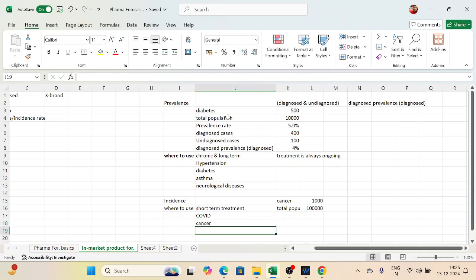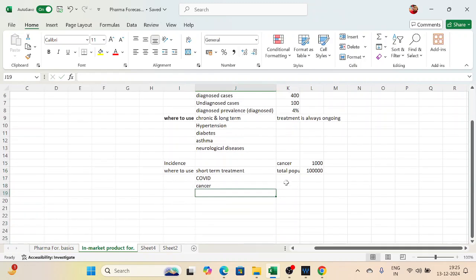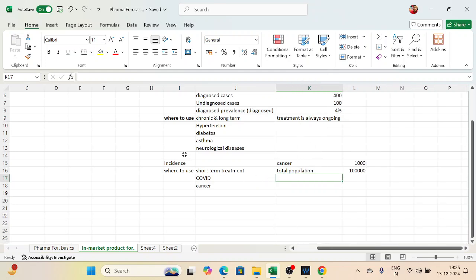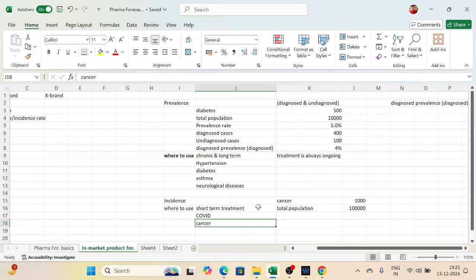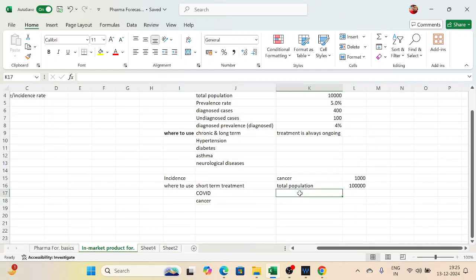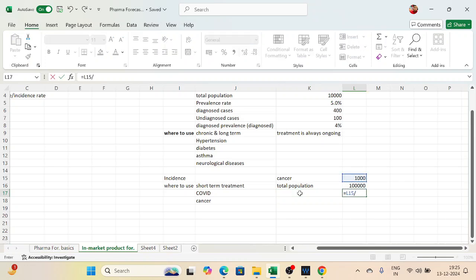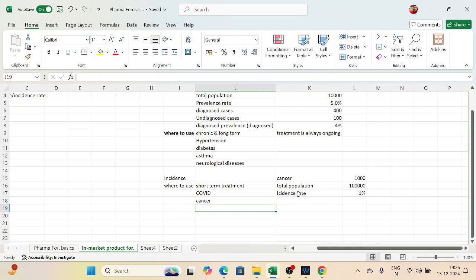Having said that, incidence is also used for cancer modeling. We use incidence always. One more reason for using incidence is that for cancer we majorly make the monthly forecast. We do not make a yearly forecast. We make short-term and monthly forecasting for cancer. So here 1,000 new cases are there, so 1% will be your incidence rate, right? Now for COVID, cancer, influenza, these are short-term diseases, right? Dengue is there. So for these diseases, we'll be using incidence rate.